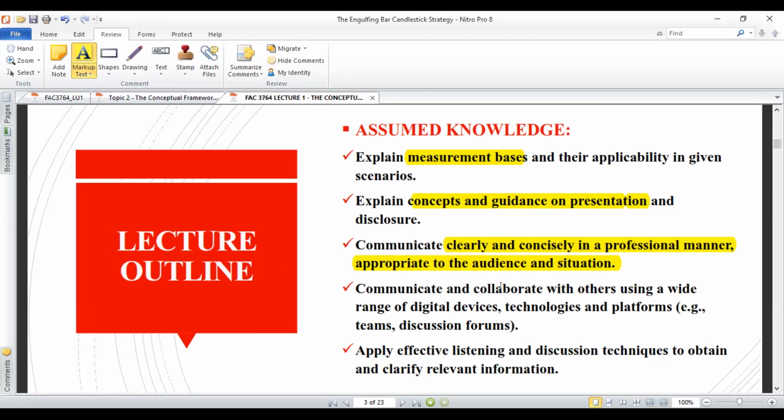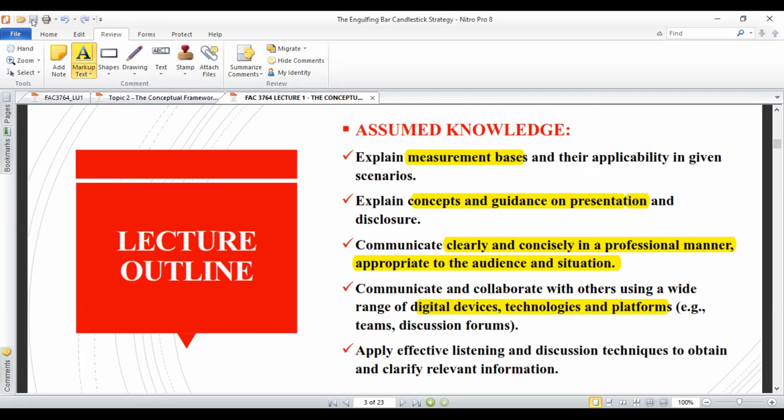Then, of course, communicate and collaborate with others using a wide range of digital devices, technologies, and platforms. So this is where those discussion forums on myUNISA come in. You're going to be doing some discussions on the forums, so it's very important to comment on that as well. You get some marks, I believe, for doing that. So just make sure you are constantly checking your announcements on the platform to see if there's anything specific that the lecturer posts that you need to be aware of.